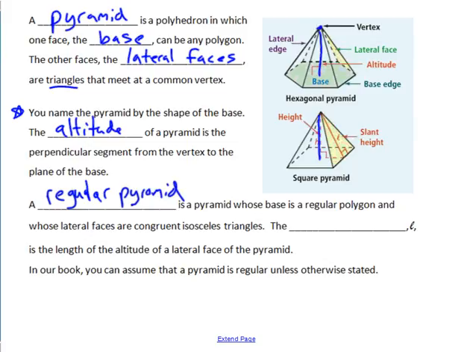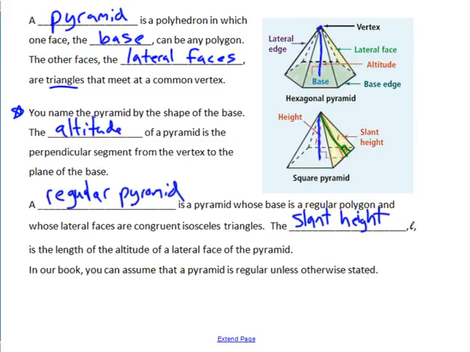Moving on, and this is an important part: the slant height. This is definitely different. We just talked about the altitude, the regular height. The slant height, which we represent with a cursive L, is the length of the altitude of a lateral face. If you look at one of the lateral faces, the length from the vertex to the base of that face is the slant height. It has to be perpendicular.